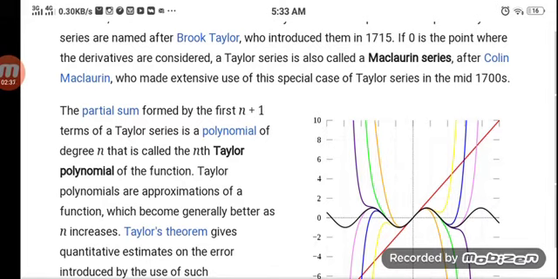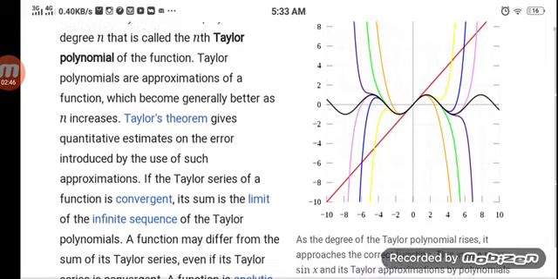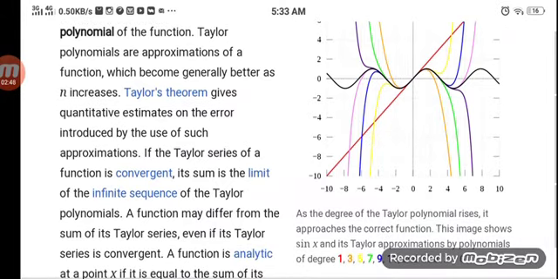Taylor polynomials are approximations of a function, which become generally better as n increases. Taylor's theorem gives quantitative estimates on the error introduced by the use of such approximations. If the Taylor series of a function is convergent, its sum is the limit of the infinite sequence of the Taylor polynomials. A function may differ from the sum.